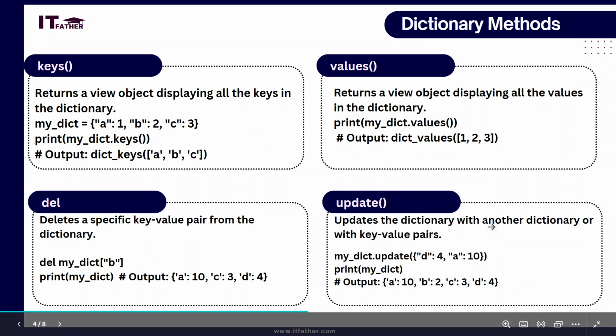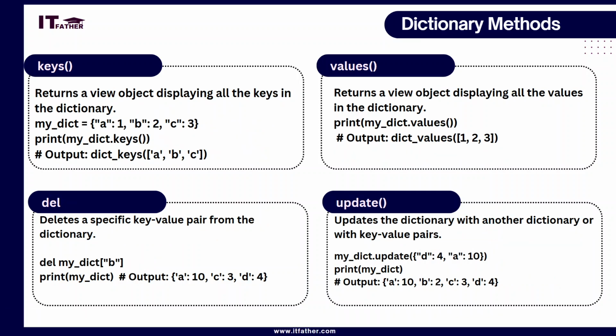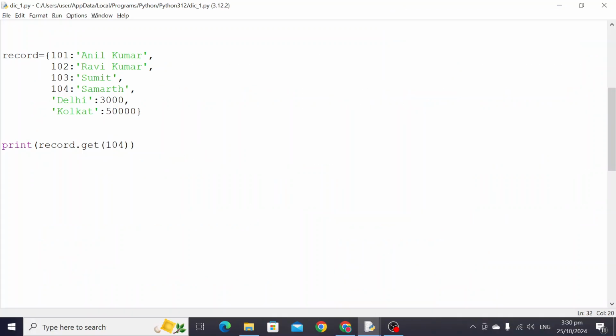Now the next function we have is keys. The keys method is used to return all the keys from the dictionary, and the values function will return all the values from the dictionary. If you want a list of all the keys and a separate list of all the values, then we can use these functions, and they will provide us a list of keys and values. Let us check the example.